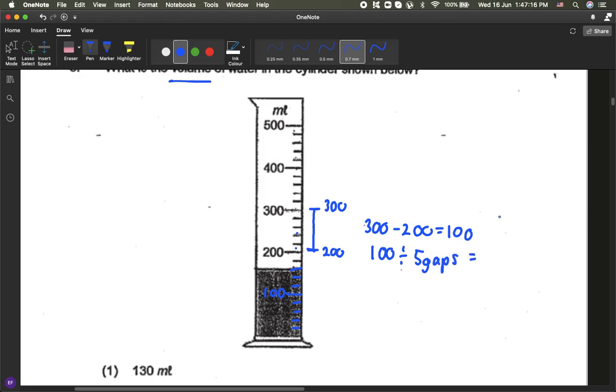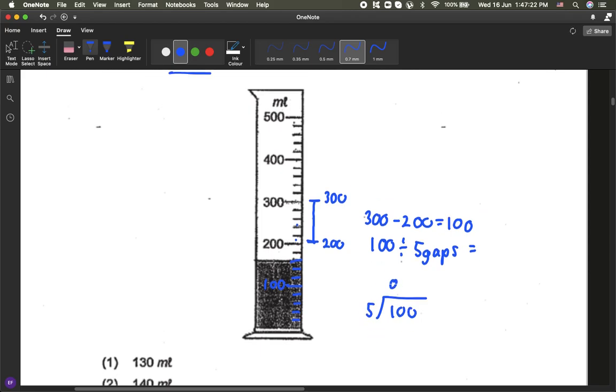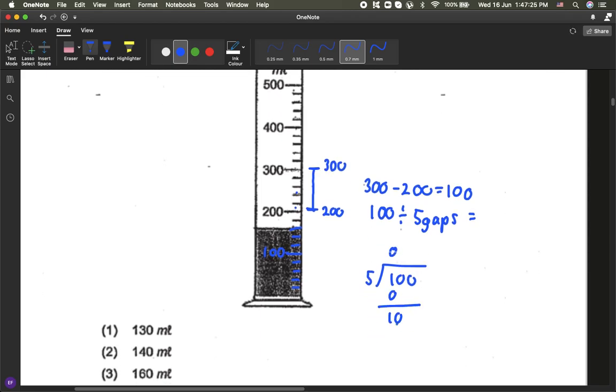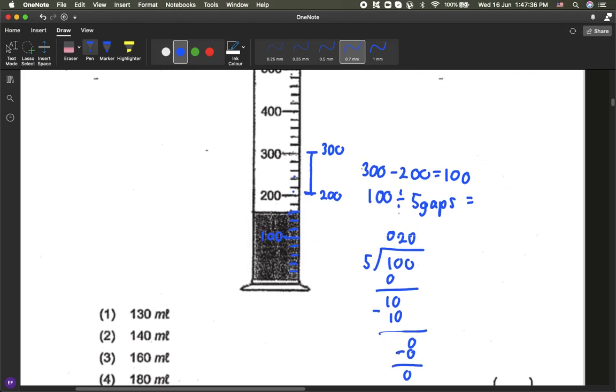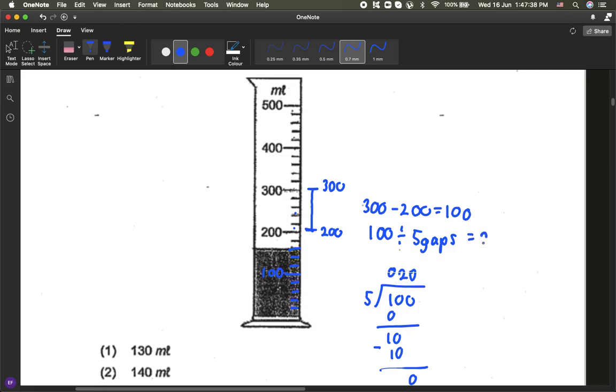So let's do our working here. 100 divided by 5. Okay, so 10. 5 times 2 is 10. So subtract that, and we bring down 0. So this is also equal to 0. Okay, so the answer is 20. So each small gap that we see over here is equal to 20.